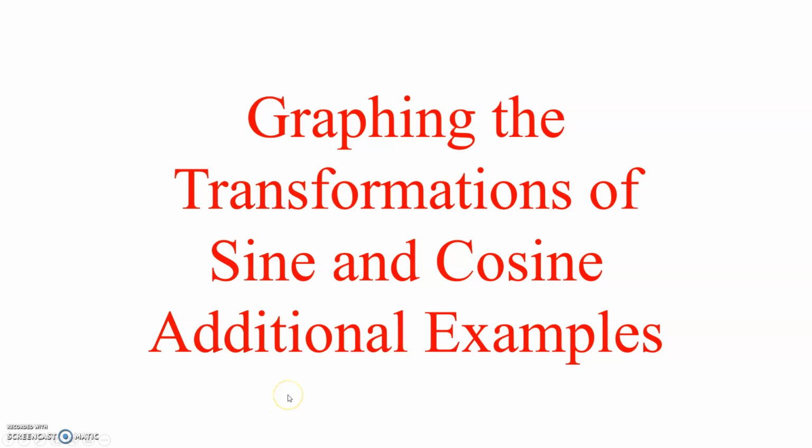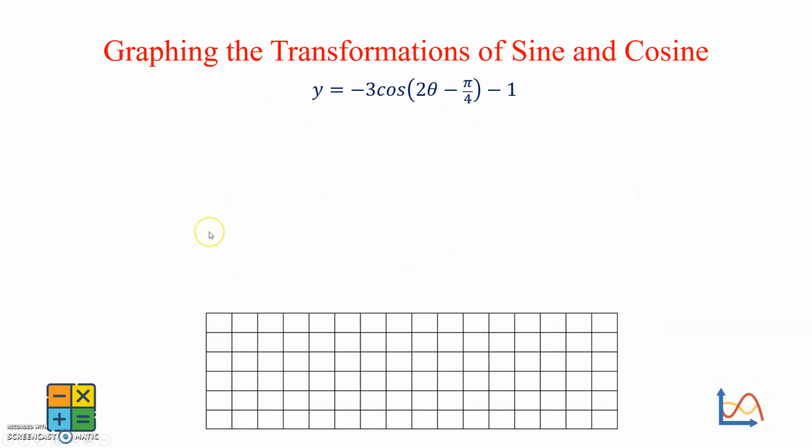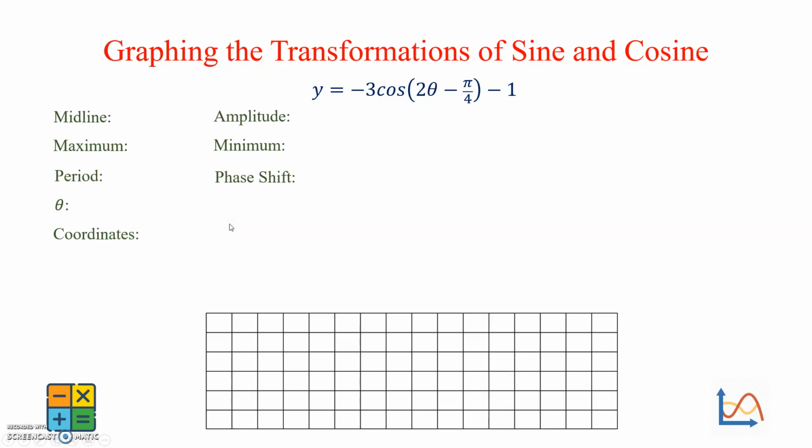Okay, now we're going to do a few examples for graphing transformations of sine and cosine. So here's our next example: y equals -3 cosine (2 theta minus pi over 4) minus 1. So we'll first work with all the basic characteristics.